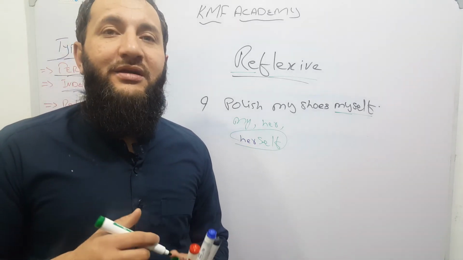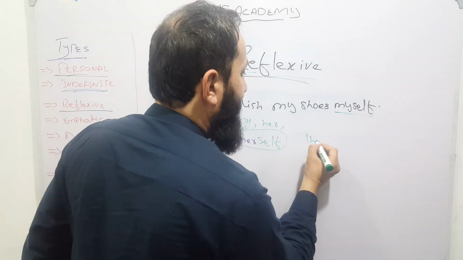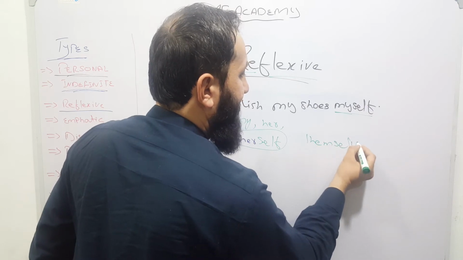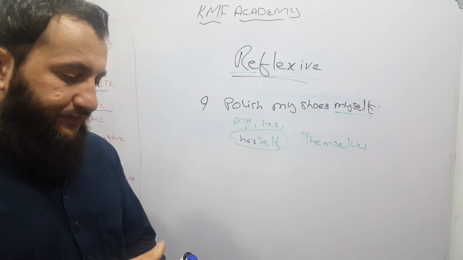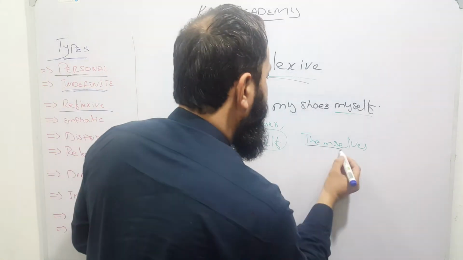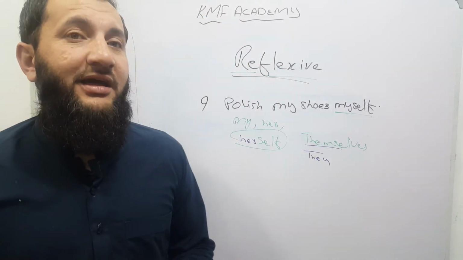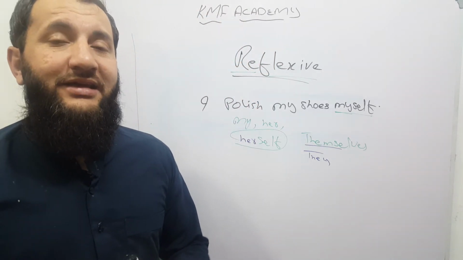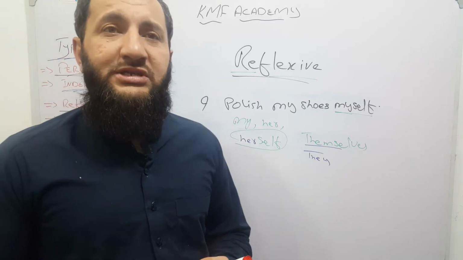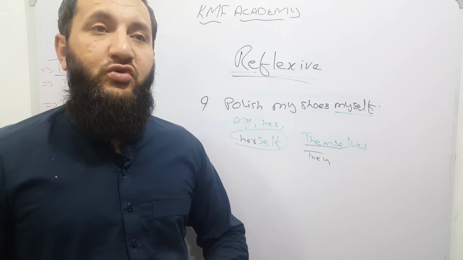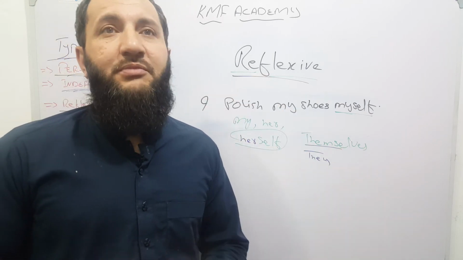Is it clear? They do their work themselves. Now, themselves, what is this? This is the reflexive pronoun for they. And what was they? Of course, you got it right. They is a personal pronoun. Clear? But they can also be used as an indefinite pronoun. Now, a bit of perplexion.